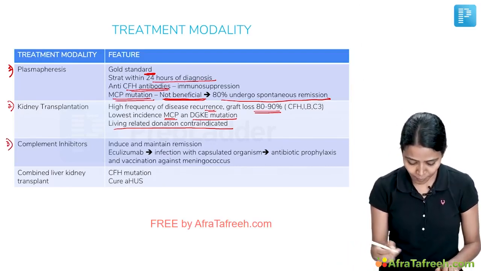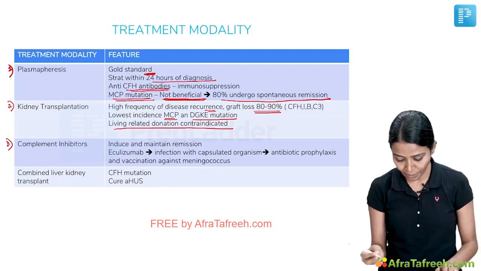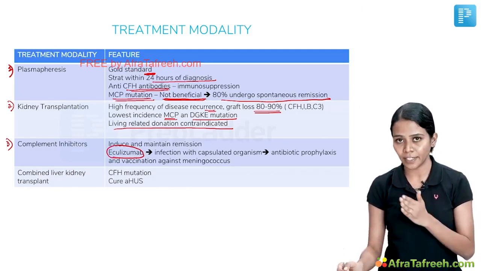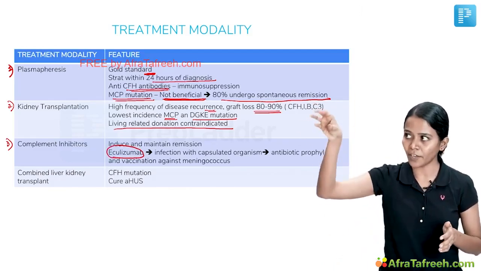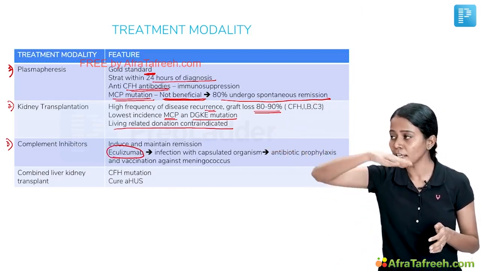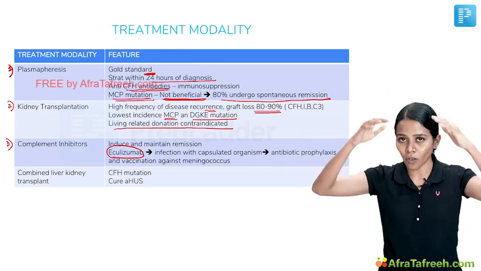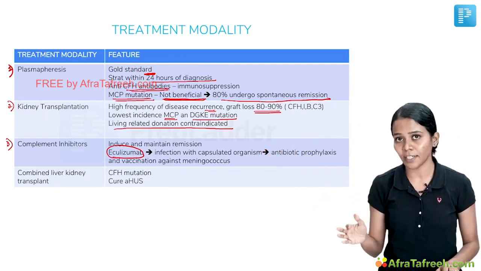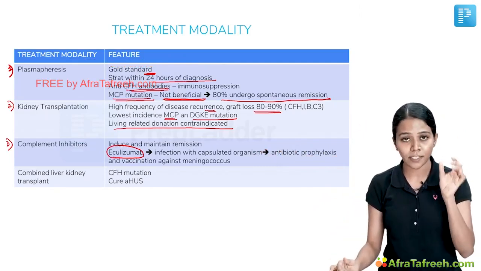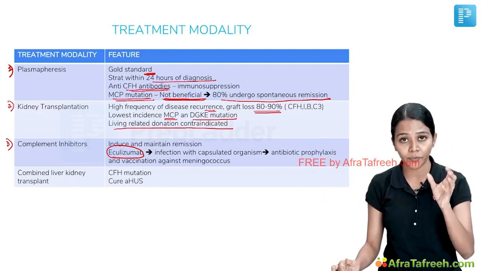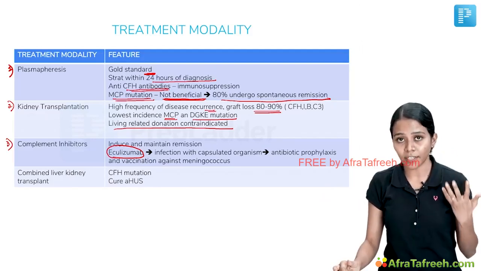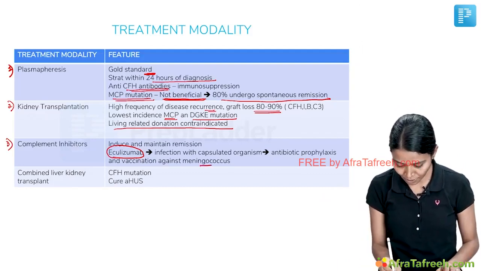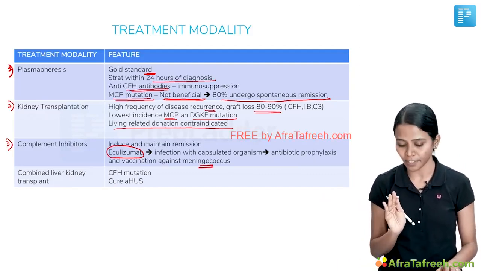Next is eculizumab. Eculizumab, which is a complement inhibitor, a C5 inhibitor, can be used to induce and maintain remission. See, because in the pathway, the final step is activation of C5, right? So if we stop that, then all the further damage can be prevented. So it can induce remission, maintain remission. But what happens is, eculizumab is going to prevent the body's immunity against capsulated organisms. So antibiotic prophylaxis and vaccination against meningococcus has to be given.